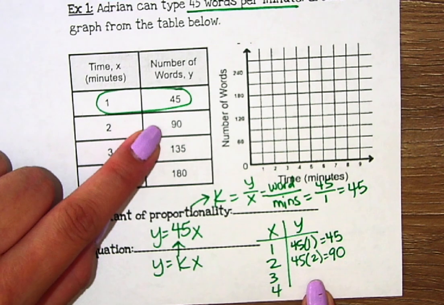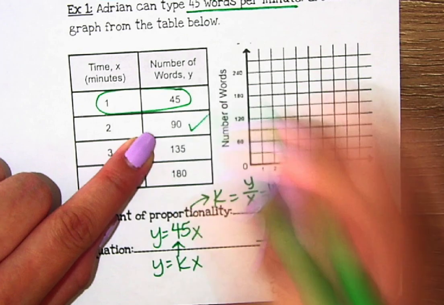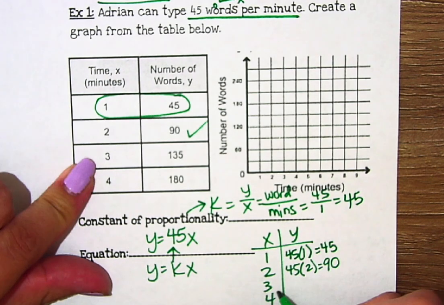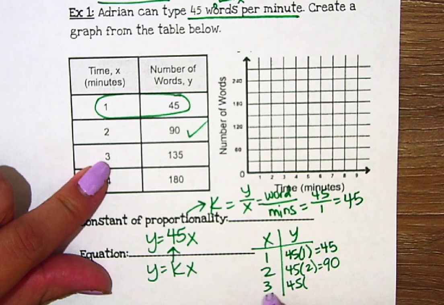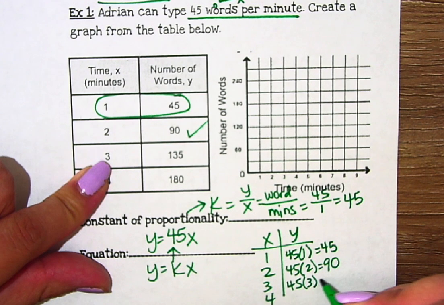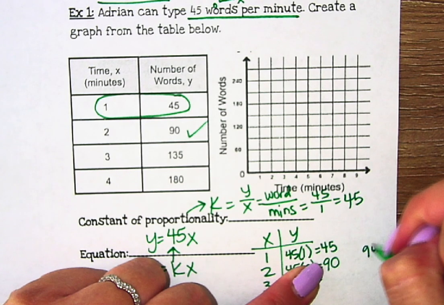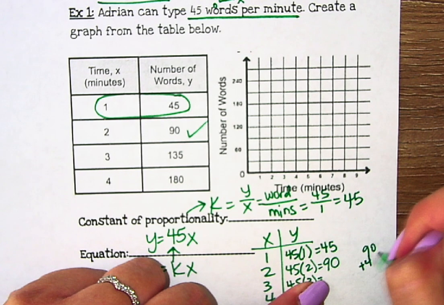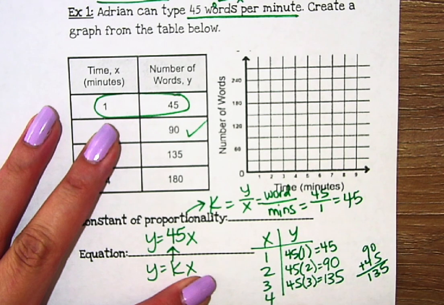I could check myself. It says 2 and 90. Did I get the same thing? 2 and 90? Yes. We'll do one more. The next one says 45 and my X value is 3. So 45 times 3, do the math right here. I'm just going to add another 45 here and I get 135. So I'm going to check my table.